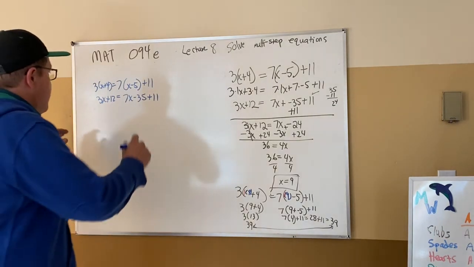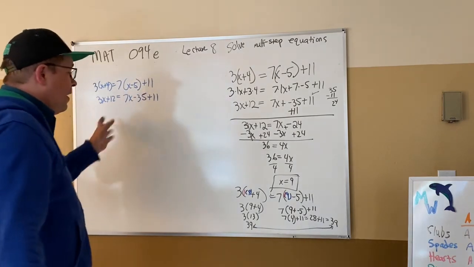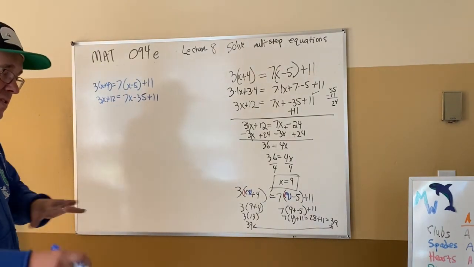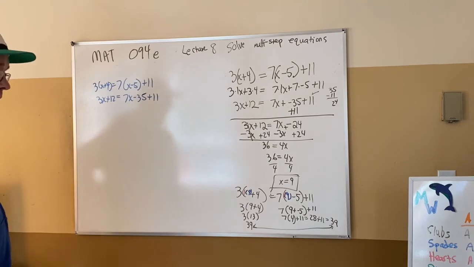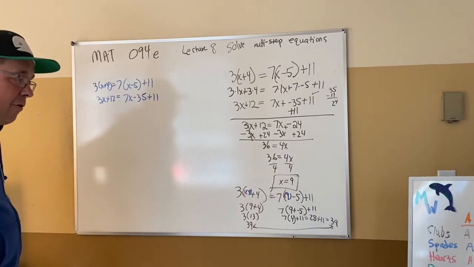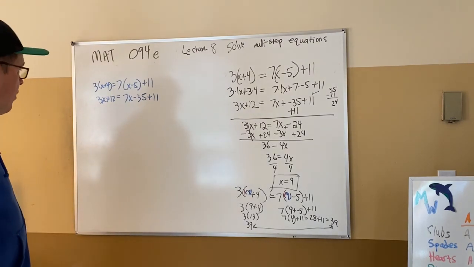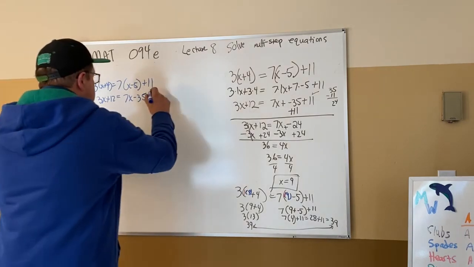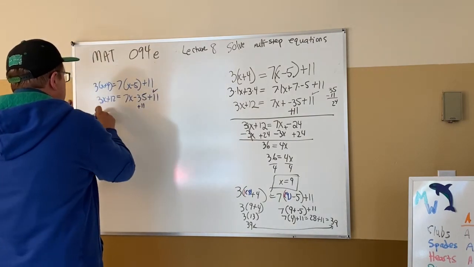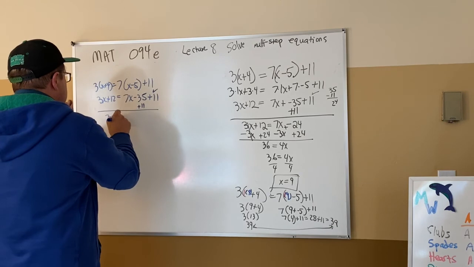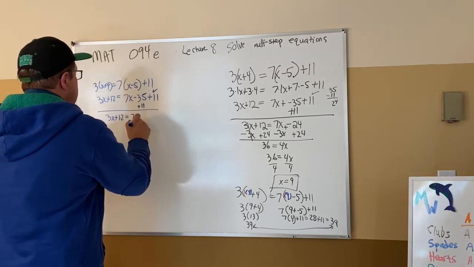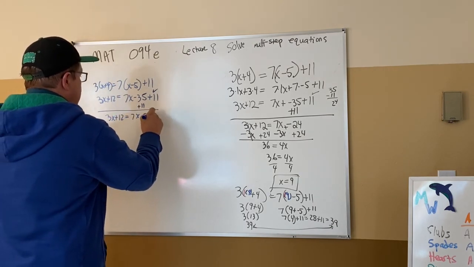Not everyone says the next thing you should do is combine like terms on each side. I disagree, and I'm going to say let's go with that. Even if you want to ignore my advice about getting rid of the worst bank balance for x, I think we should move that 11 over here. So we get 3x plus 12 equals 7x, and then minus 24.